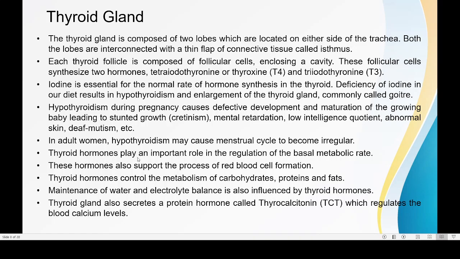Thyroid hormone plays an important role in regulation of BMR, basal metabolic rate. Basal metabolic rate is the overall rate of our metabolism, or the overall rate of different activities going on in our body. It is also important for the formation of RBC. For the formation of RBC also, the thyroid gland plays a very significant role. So that's regarding some of the major functions of the thyroid gland.